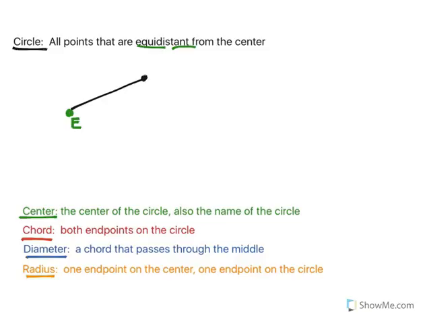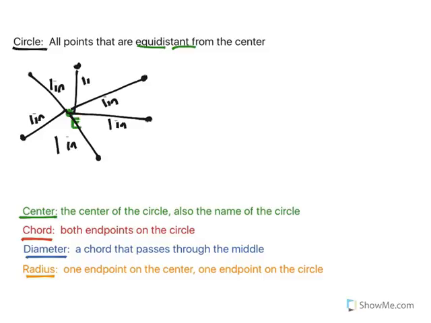So this is a fixed distance. Let's say it's 1 inch. And then this is the line, right? And we want to make another line. So if I connected all of these points that are 1 inch away from the center, I would get a circle. Okay?